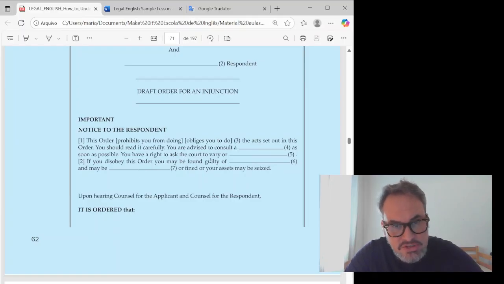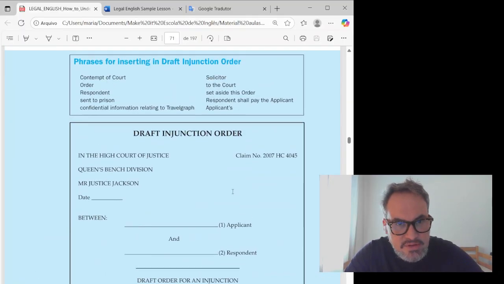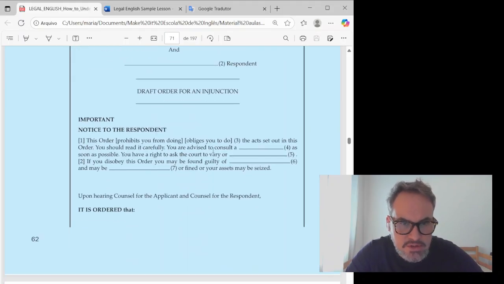You should read it carefully. You are advised to consult, let's see, contempt of court, order, respondent sent to prison, confidential information relating to Travel Graph, solicitor, to the court, set aside this order, respondent shall pay the applicant or applicants. The most suitable word here would be solicitor, right? You should consult a solicitor or you should consult a lawyer. So you are advised to consult a solicitor as soon as possible. You have a right to ask the court to vary or, let's see, vary here.